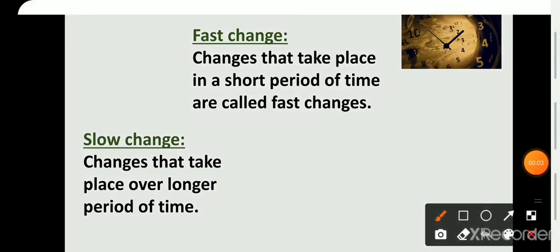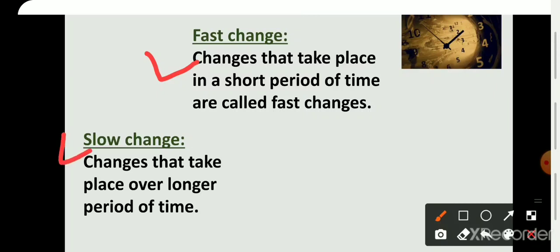So by performing the previous activity of fast or slow change, can you now define what are fast changes and what are slow changes? So fast changes that take place in a very short period of time are called fast change. The changes which take very less time to occur, such changes are fast change.